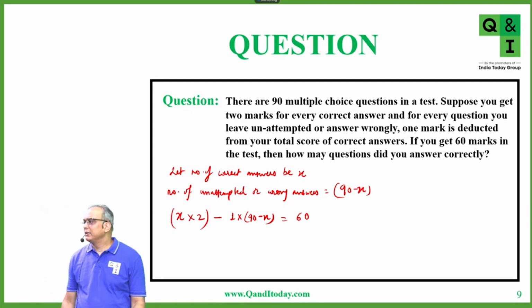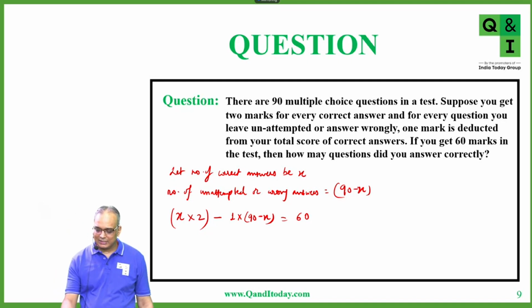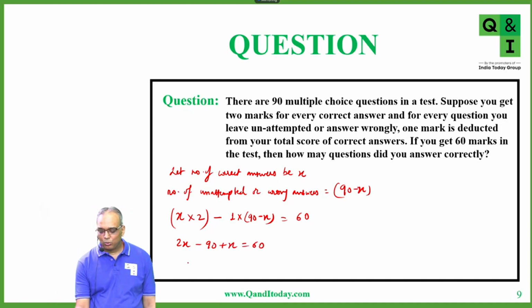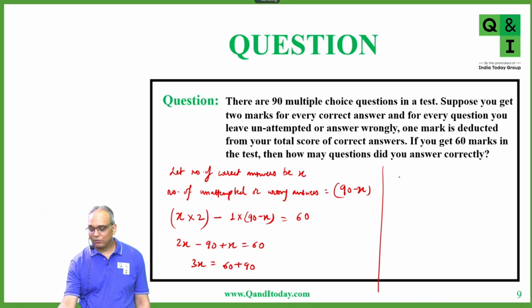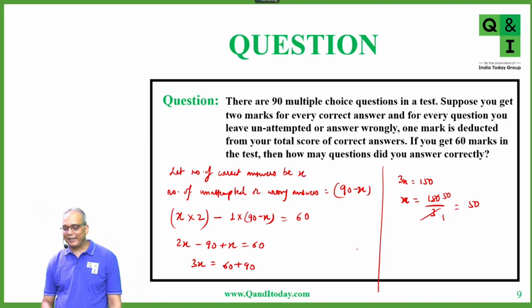Okay. So now, Lokesh, it is 50. You have answered 50. Now, why are you answering 60? So this is 2X minus 90 plus X is equal to 60. So 2X plus X is 3X, and 60 plus 90. So this will give you 3X is equal to 150, or X is equal to 150 over 3, which is equal to 50. So that means total correct answers are 50.